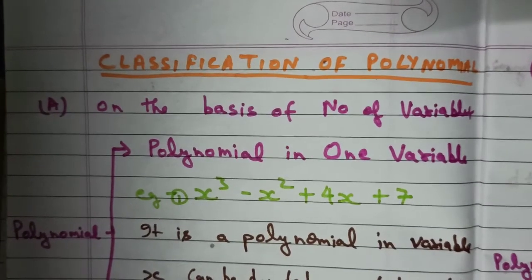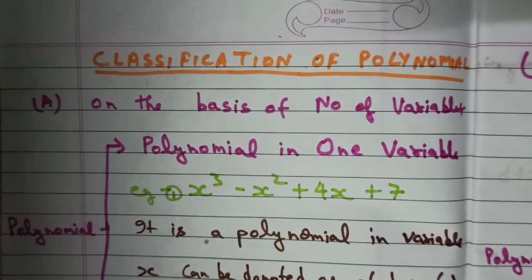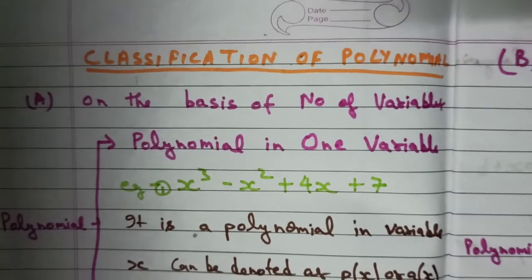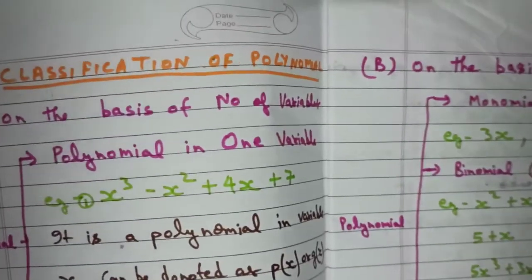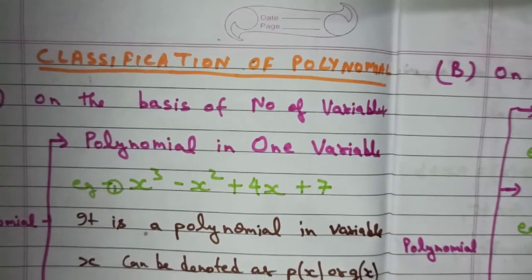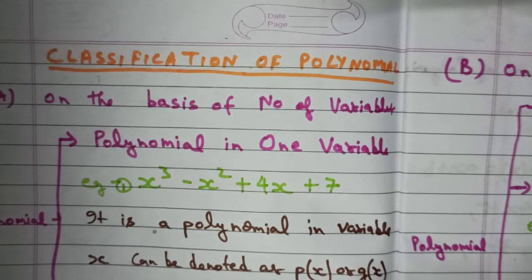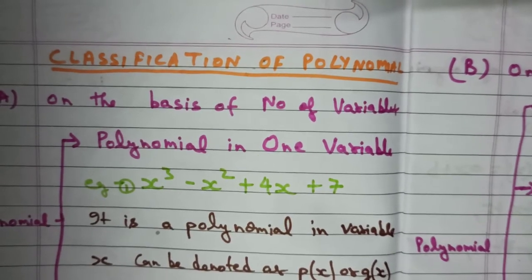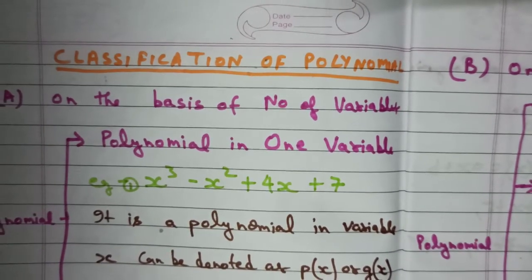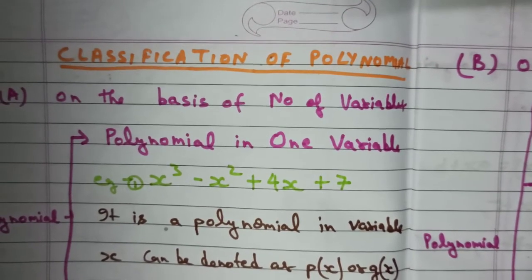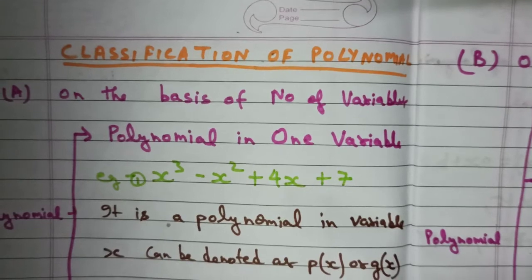Polynomials can be classified on the basis of number of variables, on the basis of degree, and on the basis of number of terms. We will discuss the classification of polynomials one by one. The first classification is on the basis of number of variables.